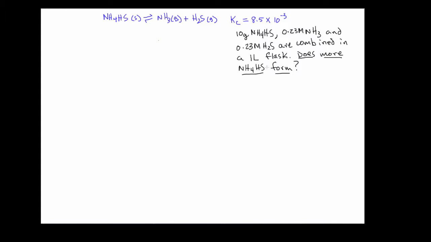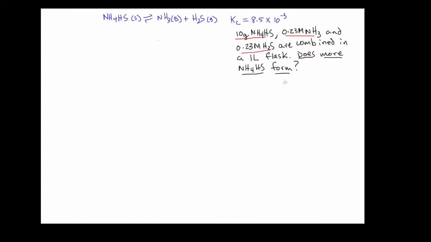Now, this combines a lot of different concepts. The first being that we need to utilize the idea of the reaction quotient to figure out which direction equilibrium is going to shift, because we are combining initial amounts of these components. These are not equilibrium amounts.